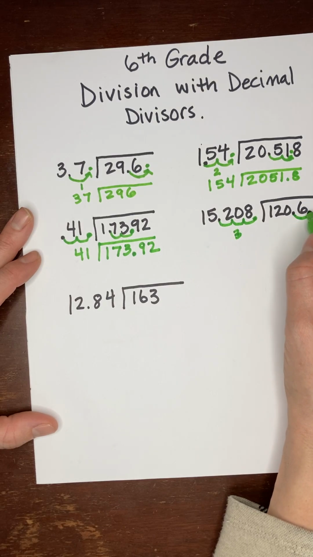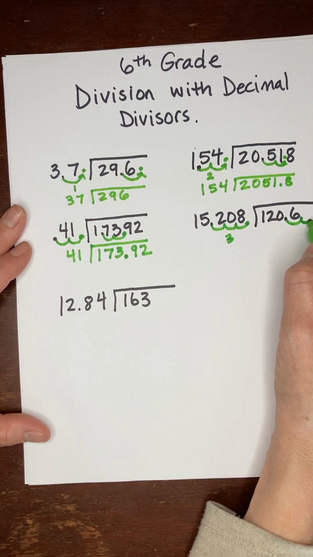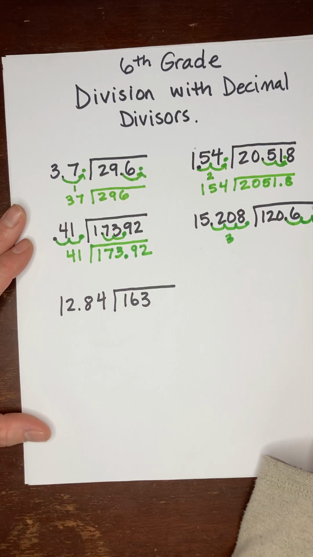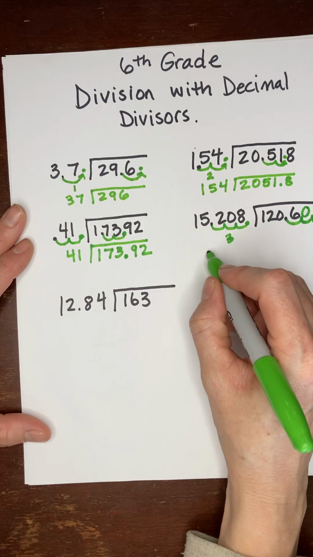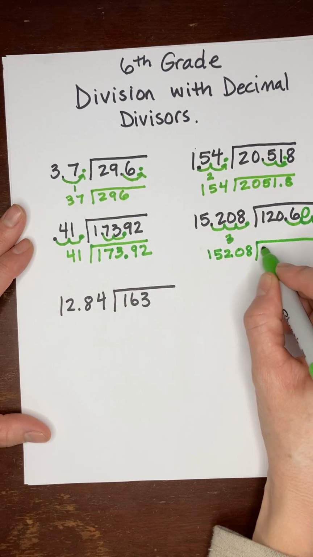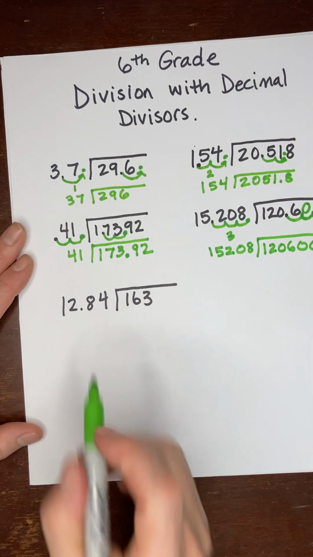Now, 1, 2, 3, 3 places. We're going to go 1. Oh no, there's no more numbers. What are we going to do? Well, we just keep moving. So 2, 3, we put our decimal. Now in those empty spots there, we can put zeros. So our new problem is 15208 into 120600.